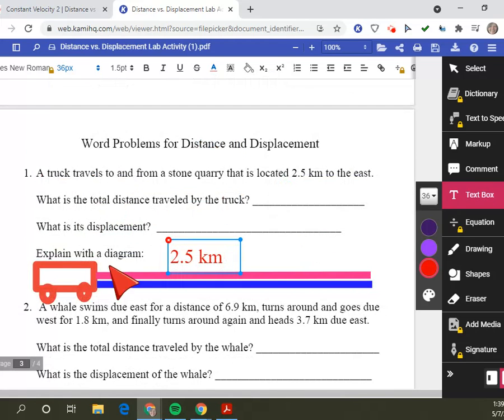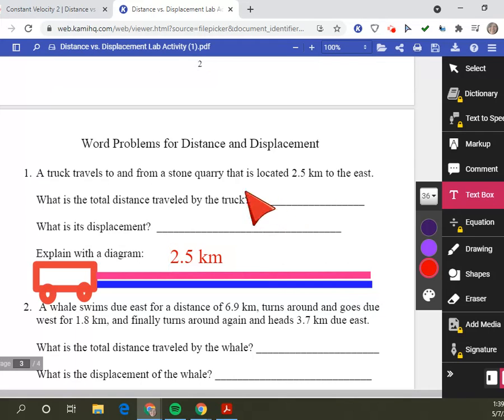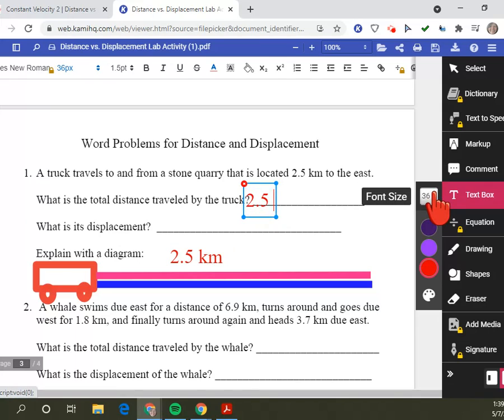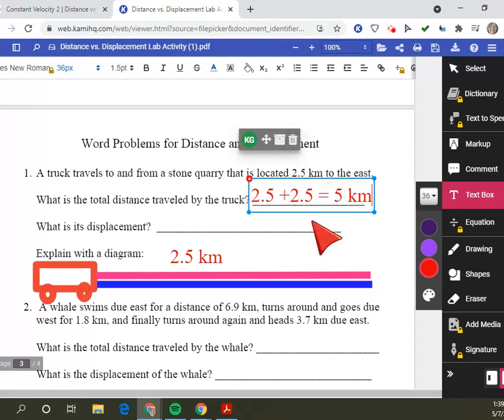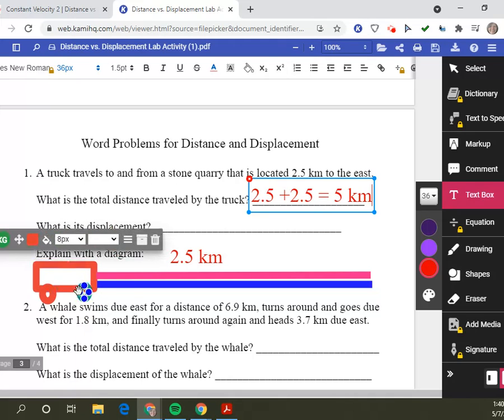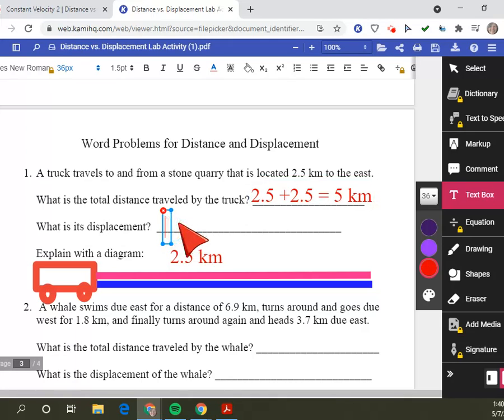So the total distance traveled by the truck, he traveled down this way, then he traveled all the way back. So 2.5 plus 2.5. What does that equal? 5 kilometers. His total distance was 5 kilometers. But what is his displacement? Where he ended up, was it any different than where he started? No. So his total displacement there is 0 kilometers. And anytime it's 0, you don't have to put a direction because it's 0.